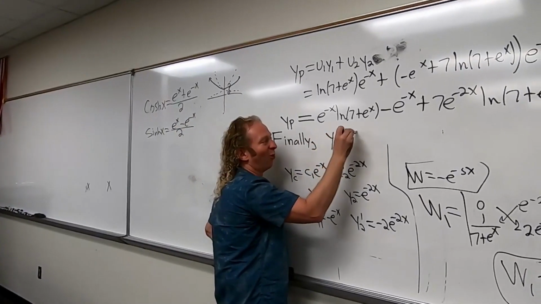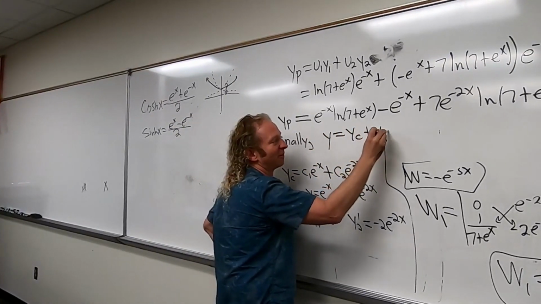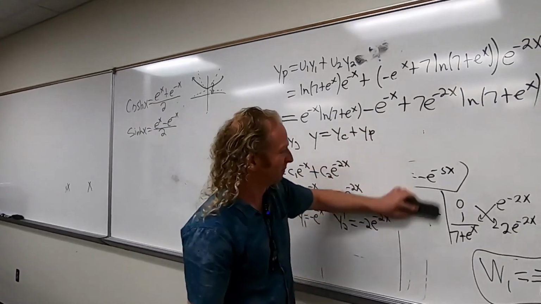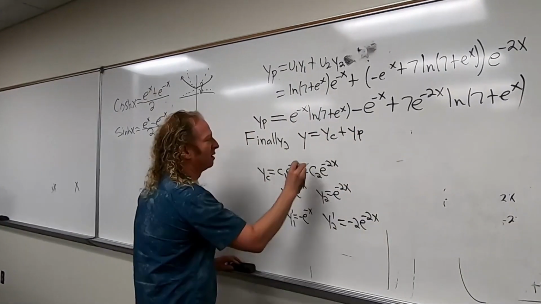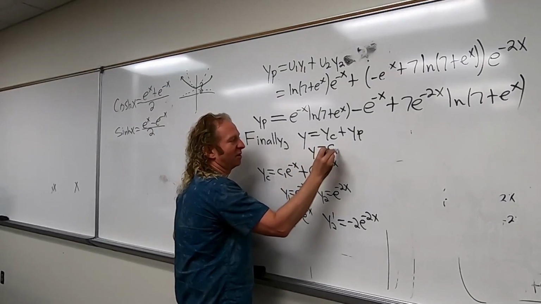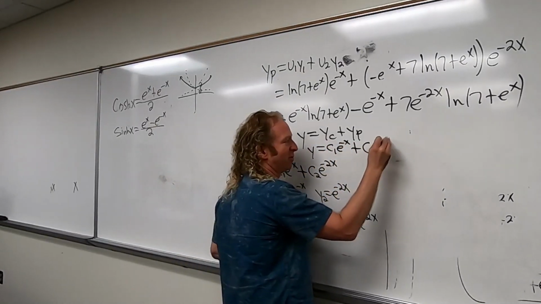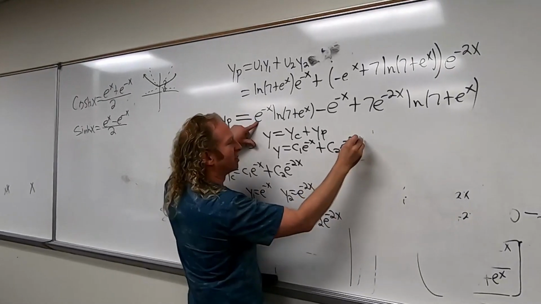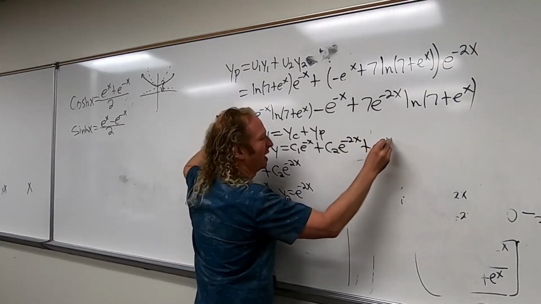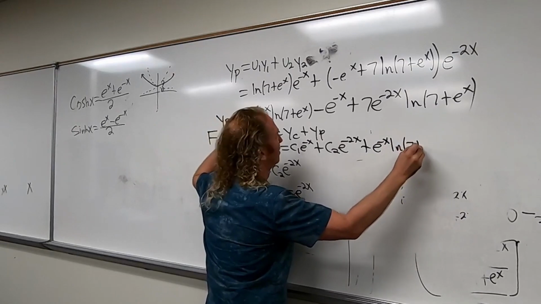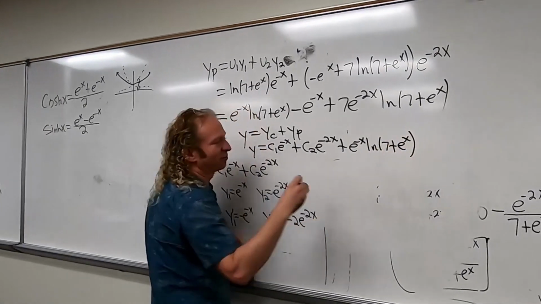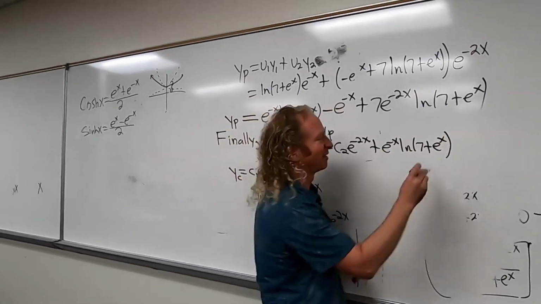y equals yc plus yp. So that means that y equals c1 e to the negative x plus c2 e to the negative 2x plus e to the negative x ln 7 plus e to the x, minus e to the negative x.